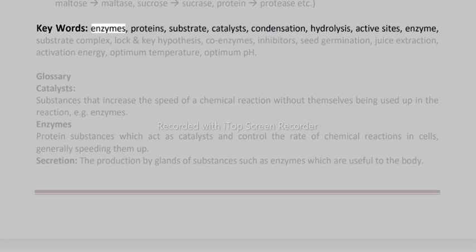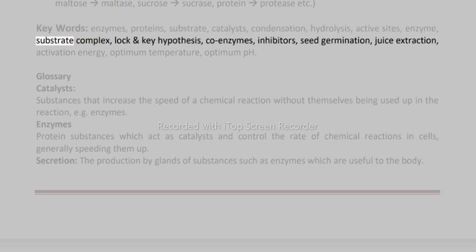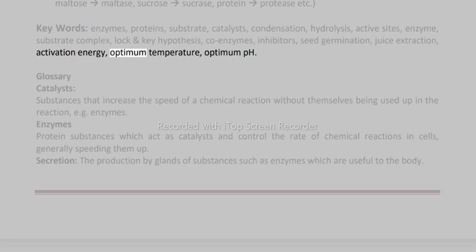Keywords: enzymes, proteins, substrate, catalysts, condensation, hydrolysis, active sites, enzyme-substrate complex, lock and key hypothesis, coenzymes, inhibitors, seed germination, juice extraction, activation energy, optimum temperature, optimum pH.